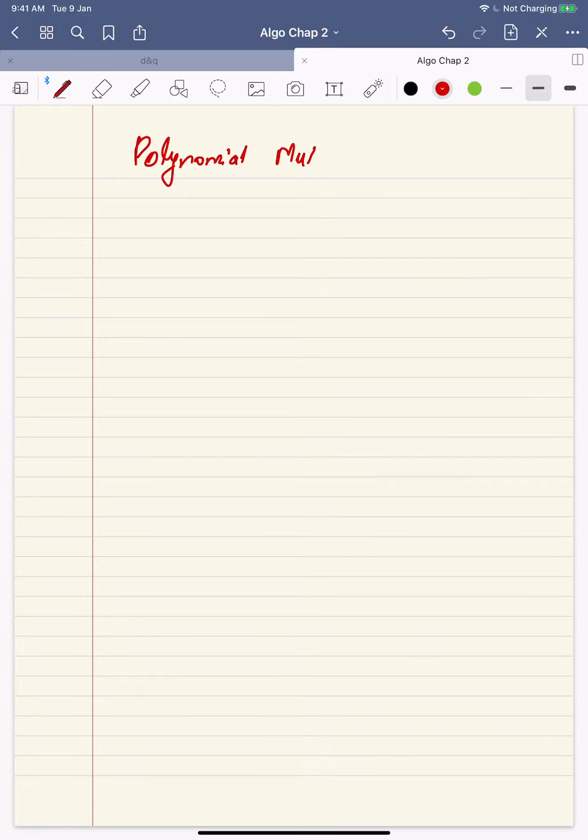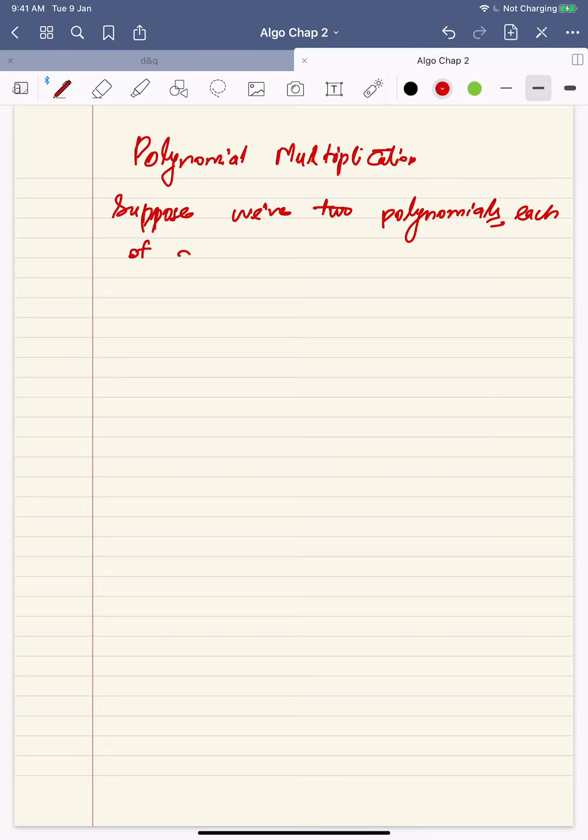So okay, as the name says, what do we do? First of all, try to understand the problem specification fully, like what is the input and what is the output that is expected. Suppose we have two polynomials, each of degree n minus 1. What do you mean by a polynomial of degree n minus 1? That will have n terms. So we have two such polynomials, let's say A and B.